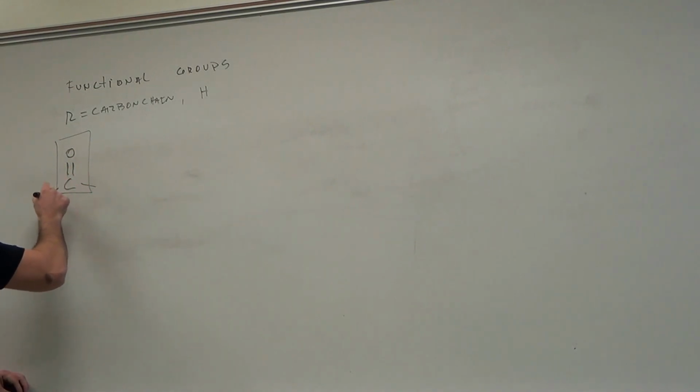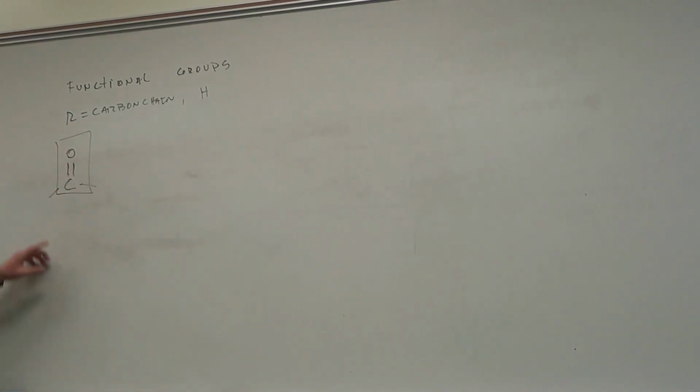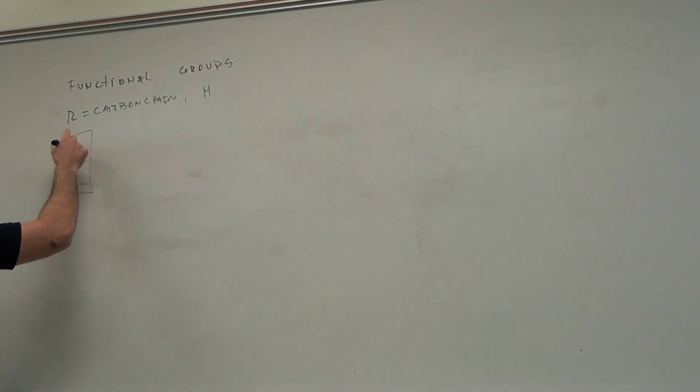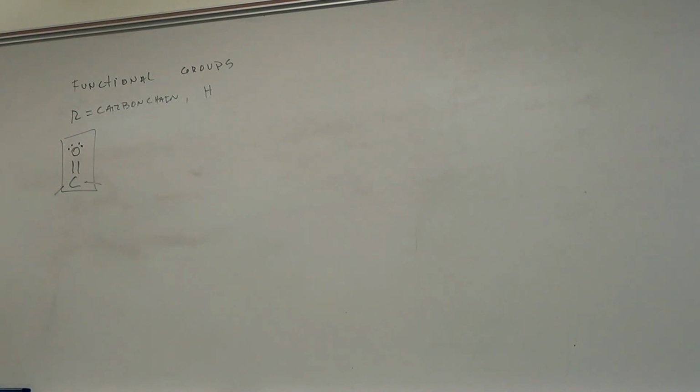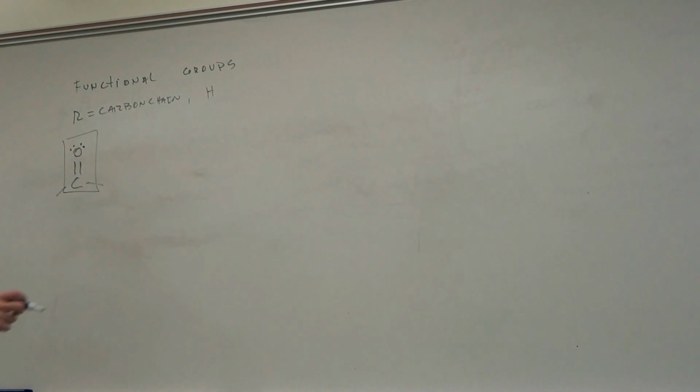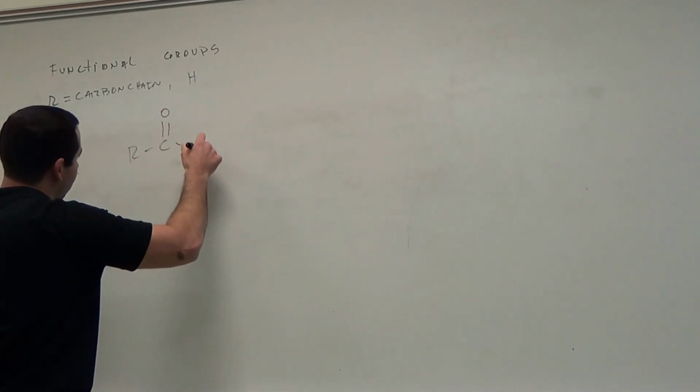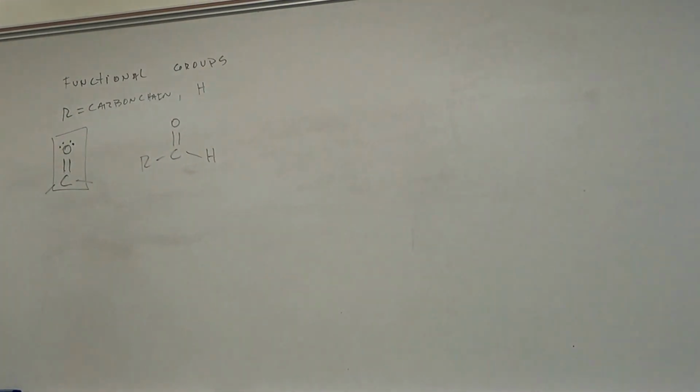So, here it is. This is called a carbonyl. Carbon double bonded to an oxygen. This oxygen here has electron pairs. I expect everybody to know that those electron pairs are there. These are functional groups related to carbonyls. If you have on one side a carbon, and on the other side of the carbonyl you have a hydrogen.